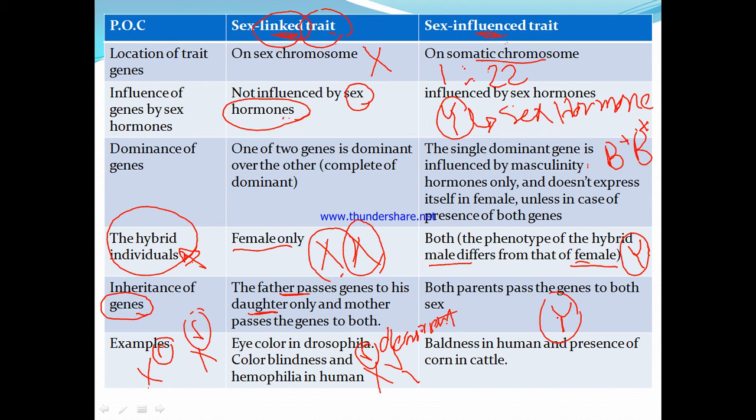We have 4 examples of sex-linked trait in human. First one, color blindness, which means the patient hasn't the ability to differentiate between red and green color. And hemophilia, in which the patient hasn't the ability to stop the bleeding or form blood clotting. The patient hasn't the ability to prevent the bleeding in hemophilia.